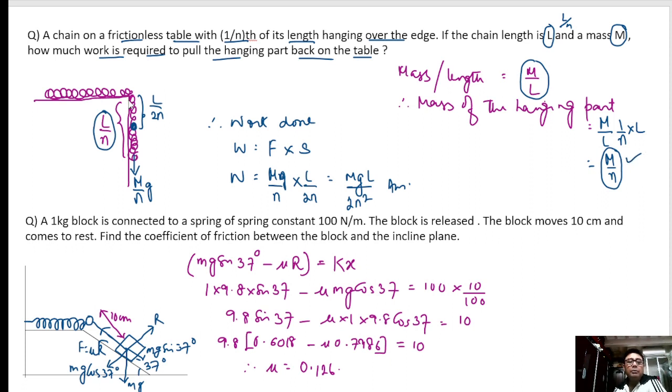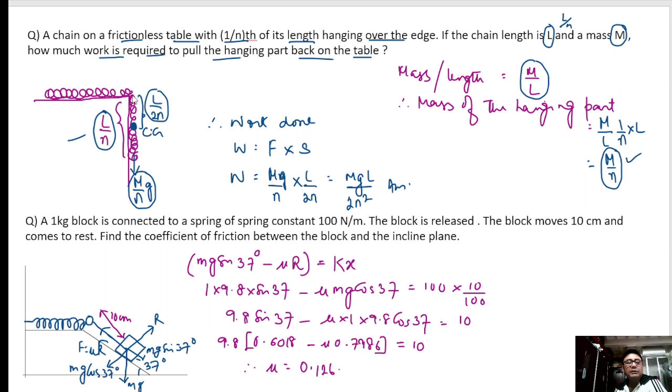Okay, so how much is the chain hanging down? L by n. So we know the center of gravity of that lies at the middle. So the total mass m by n, total weight will be lying at the center of gravity, which is at a distance of half of this, which is L by 2n. So if I can lift this center of gravity up, that means my work will be done.